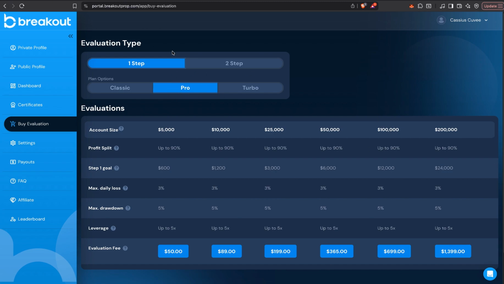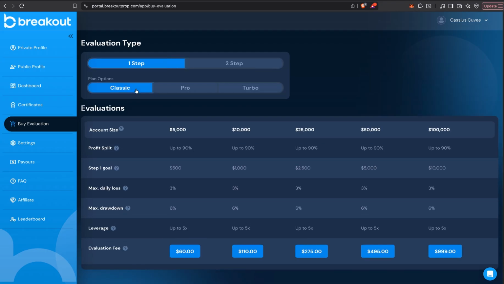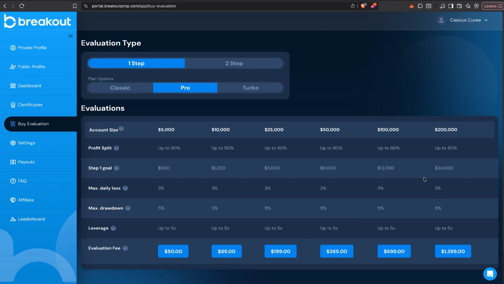Okay. Now, if you look at the Pro, which is one of the newer products they offer, on the Pro, it's still a one-step. I know you see two-step up here, but it's really just a one-step because when I go like this, it disappears. So the Pro is only a one-step. For the $100,000 account, you've got to get 12,000. So that's like saying you have to make 12% before you lose 5% max drawdown. Okay. So that's like saying before you lose 5,000 max drawdown or 3% a day, you've got to make 12% to pass the Pro.